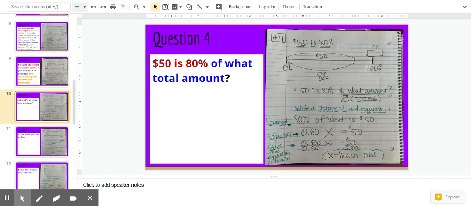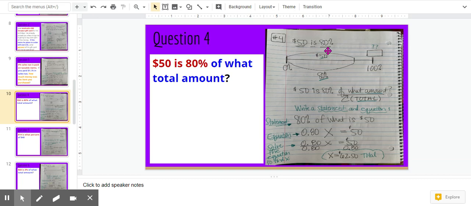Let's look at this question and see how to solve it. $50 is 80% of what total amount? I made the $50 and 80% in red to make that stand out. We know $50 is 80%. I also wrote that in my work to the right at the top.